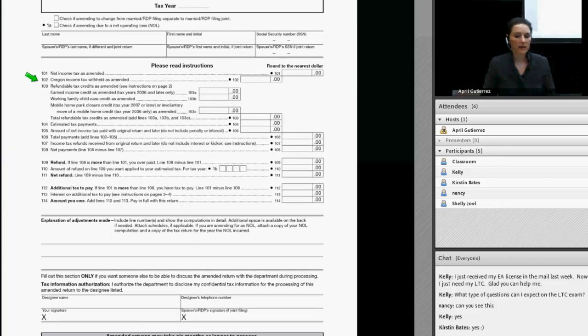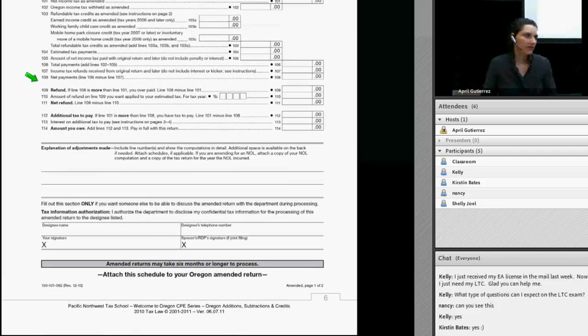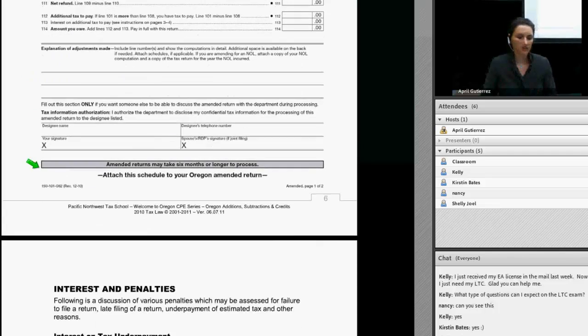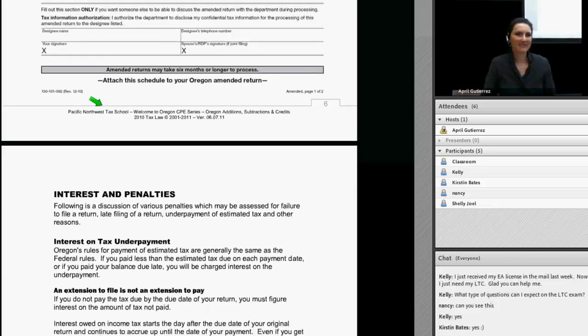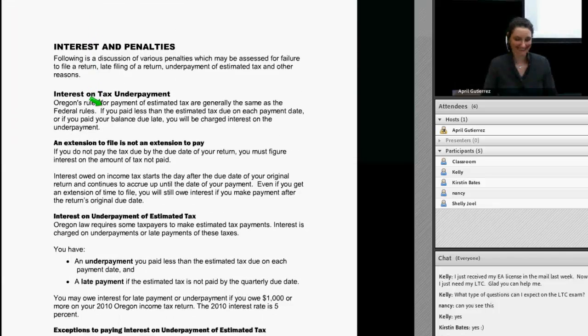And then there is an explanation of the adjustments made where they want you to describe the lines that have changed and why they've changed or how they've changed. Sign it here. And here's where it says amended returns may take 6 months or longer to process, but in the Oregon booklet it talks about it takes 4 months. So you figure that one out.